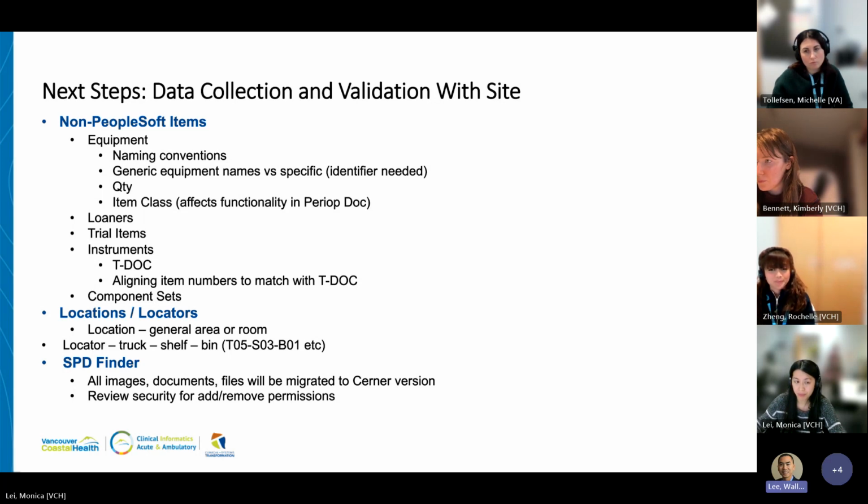So things that you may want to obviously review is all your equipment. If you have loaners or trials and instruments, I think you guys said you don't use TDoc, so we don't need to worry about matching item numbers. And then component sets, again, I didn't see any for your site, so I think we can skip those. And then SPD Finder, obviously, also not used. So yeah, I think we'll just have a little bit of validation with you guys when we get the items and pref cards and things like that into the system.